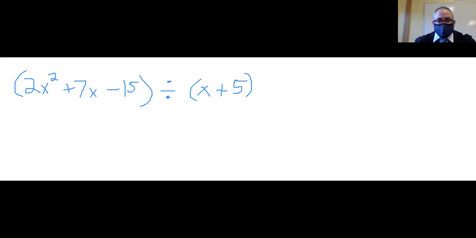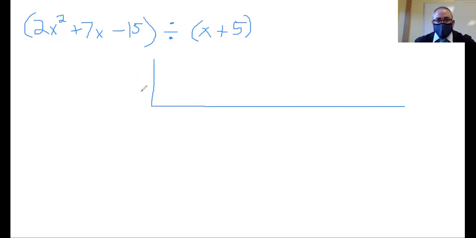Remember, the upside down, kind of long division symbol. I put my coefficients in. My first number is 2, positive. My next coefficient is 7, positive. My next coefficient is -15, the constant of that expression. And then remember x plus 5. Now I could set x plus 5 equal to 0, but hopefully by now you know to just flip the sign, and I put a -5 in here. Step 1, drop down the first number, 2.